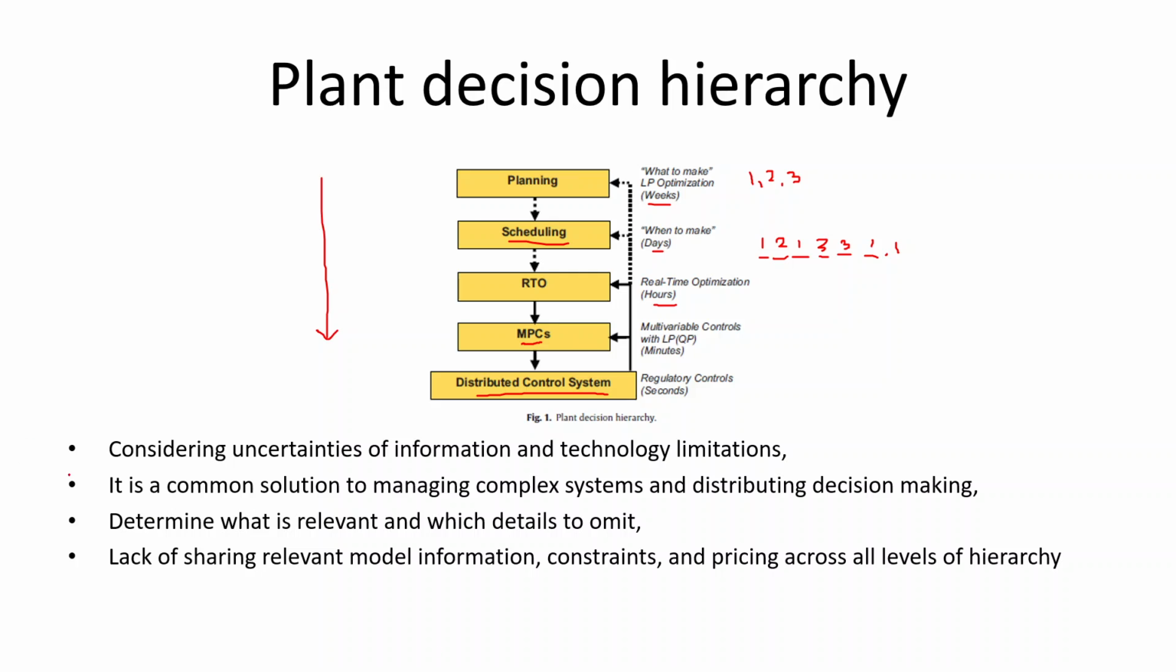So I will then consider uncertainties, information, and IT limitations. We have to make sure that we put in relevant information and omit irrelevant information, and there is also a problem of the lack of sharing of relevant model information, constraints, and pricing, because these are different departments. Yeah, as you can imagine, the planning department, the scheduling department, the optimization engineer, the process control engineer, then the operator or process engineers in the field. So these are all different departments.